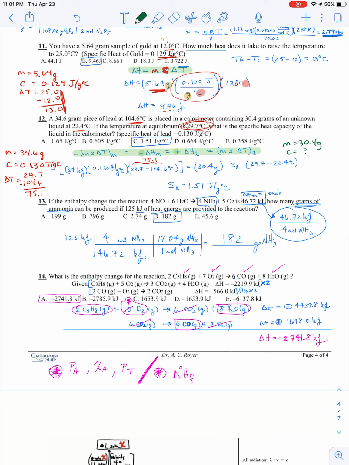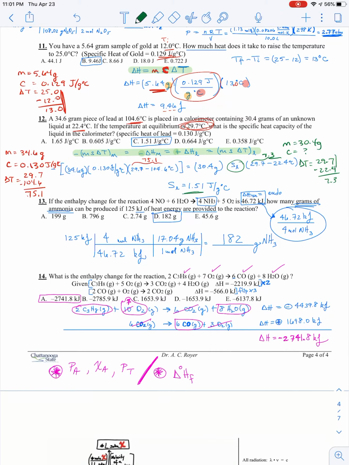We don't know the specific heat capacity, but we do know the change of temperature. The final temperature is 29.7, and the initial temperature is 22.4. So when I subtract those, I get 7.3. Again, that's what this temperature change is, 7.3. I'm going to divide both sides. I need this one by itself. When I pull out all the math, I'm going to end up with this.